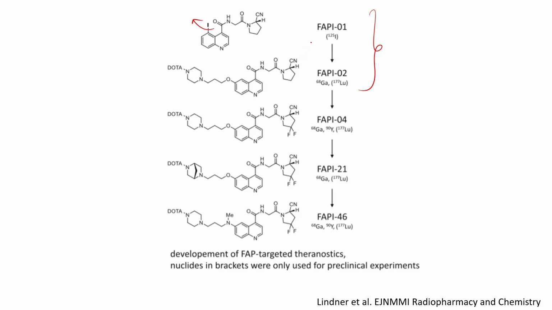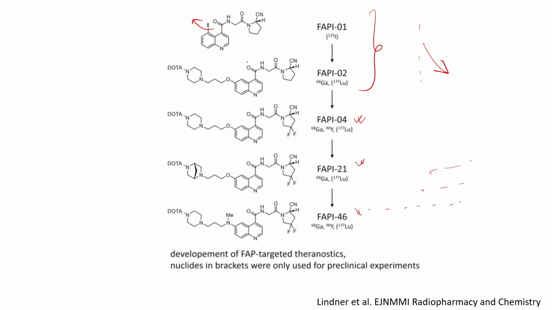But one of the demerits of FAPI2 is that the uptake is very quick, but the clearance is also very quick. So at delayed imaging, we cannot get a good SUV value. So FAPI2 is not that optimal. Based on FAPI2, a series of compounds were developed, like FAPI4, FAPI21, FAPI46, and multiple other compounds, which are not being discussed here.